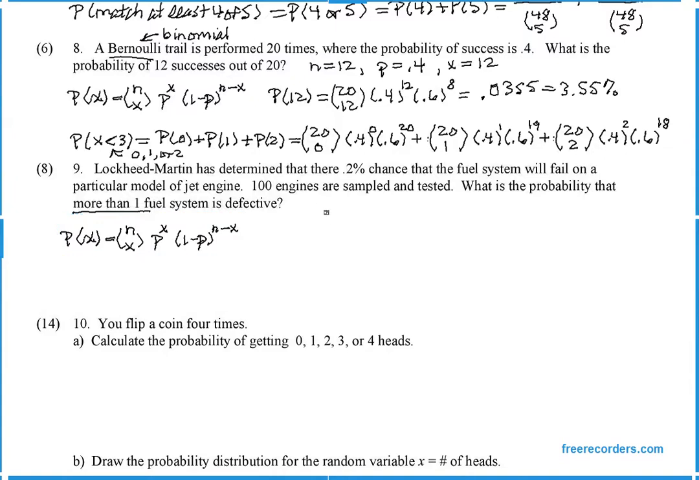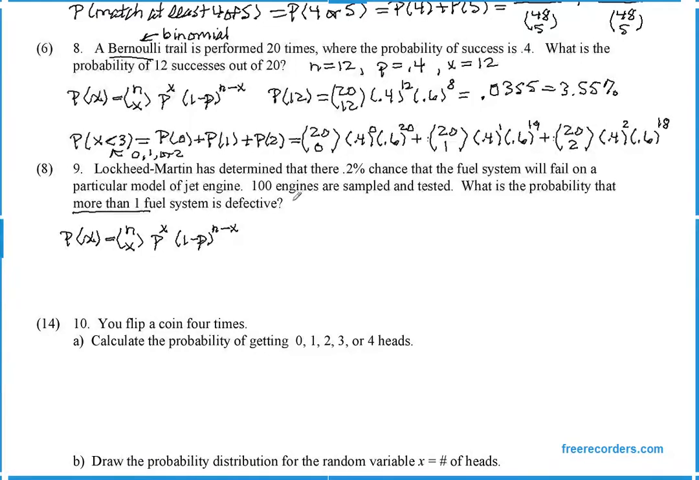And we know that this is binomial probability because there's only two possible outcomes. They're either defective or not defective. It's a 2.2% chance that the fuel system will fail, so that's fuel system defective. So that chance is the same for any engine that you test. So the probability of a quote-unquote success, which means a defect or a failure in the system, is the same for all the trials. And these 100 engines, whether or not they fail, should be independent of each other.